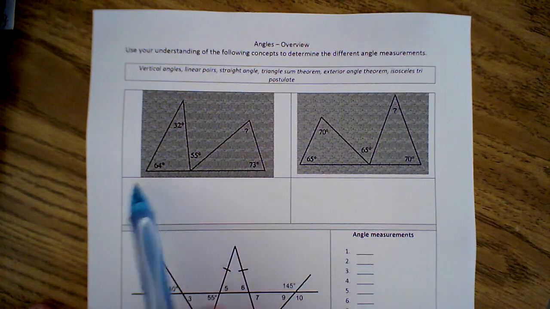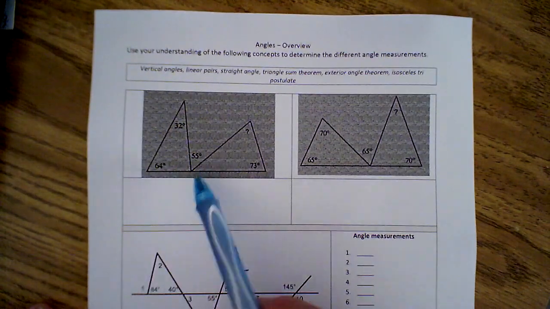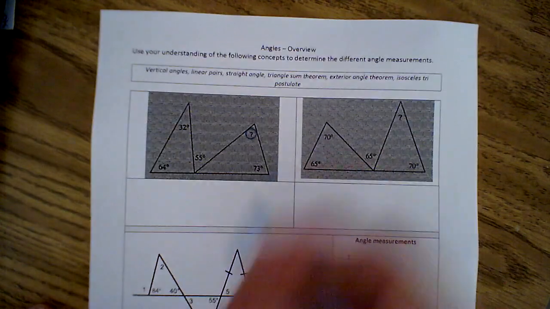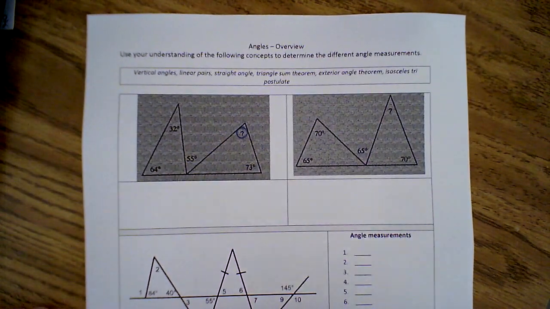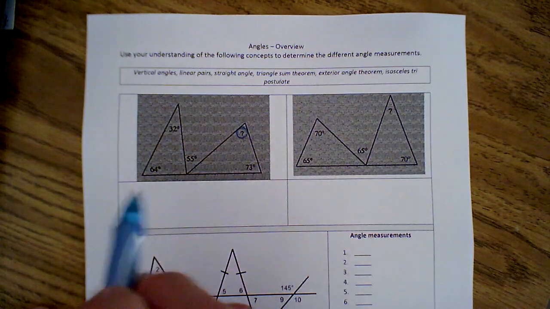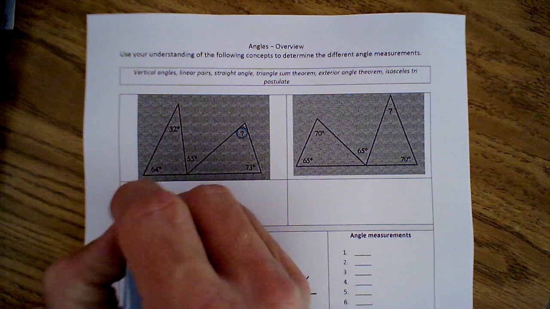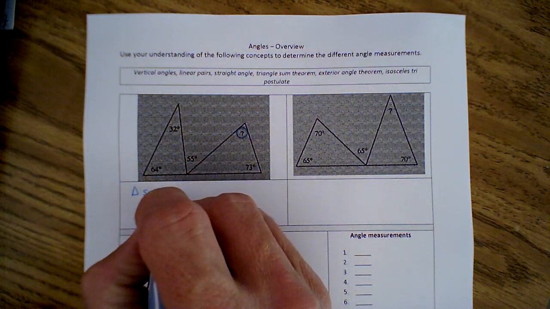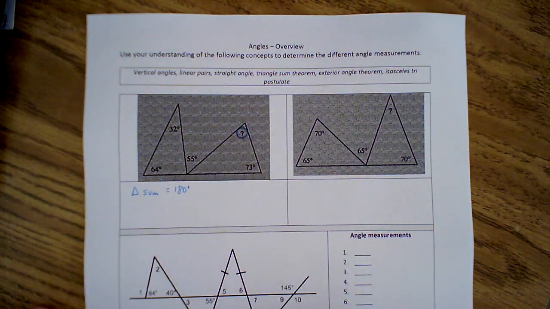So let's take a look at the first image, and it appears we have a triangle here and a triangle there. We are looking for the measurement of this angle right up in the corner there, that question mark. So the way that we're going to be doing this is we're going to look at the triangles, and I notice that my triangle sum says that the three angles add up to 180 degrees.